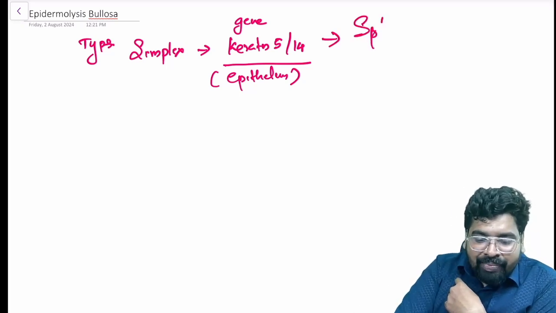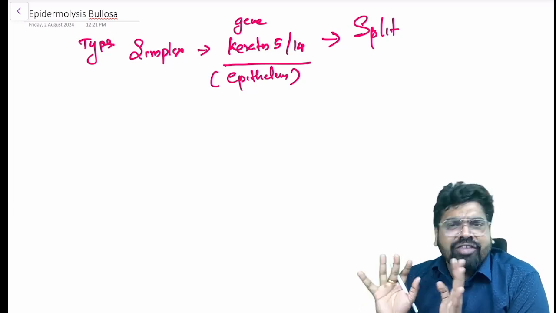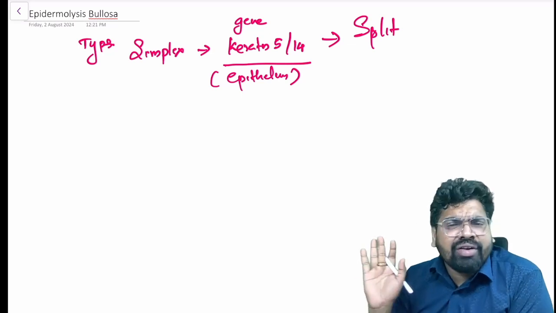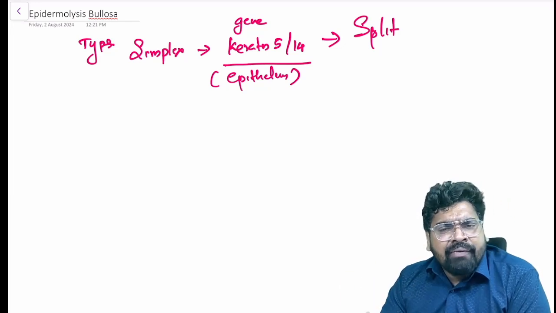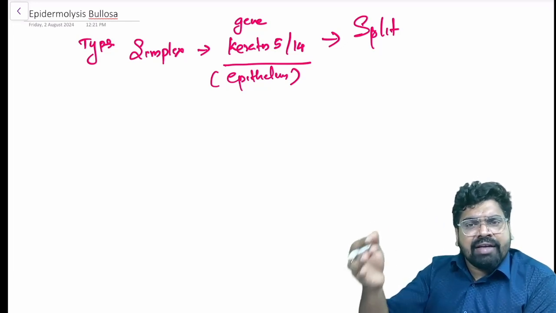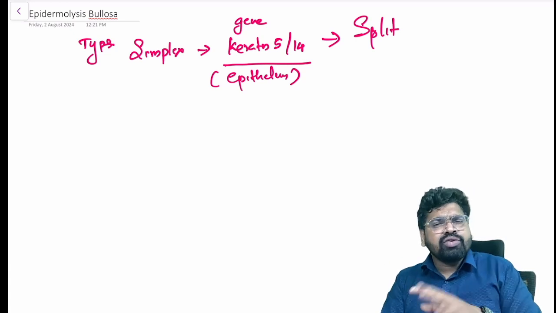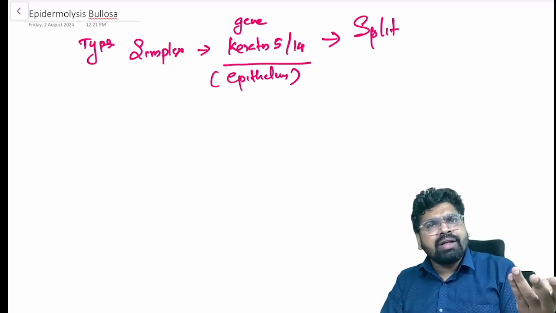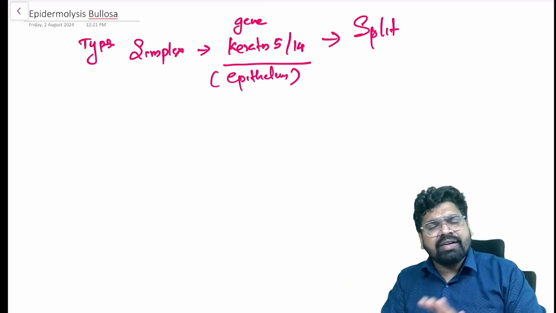All the questions in the skin concentrate on where the split is occurring, whether in the epithelium or below the epithelium. Most of the questions ask which among the following has an intraepithelial cleft, which among the following has a subepithelial cleft. Intraepithelial means in the epithelium. They will give four options regarding the split, so you should know where the lesion is and what the cause is. If it is in the epithelium, it is intraepithelial. If it is below it, it is subepithelial. Simple as that, no rocket science.